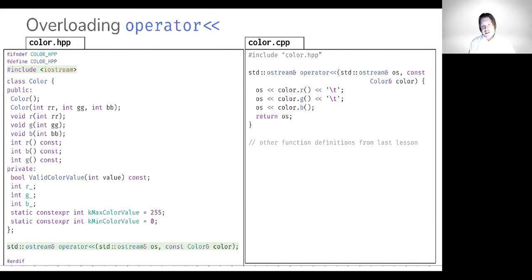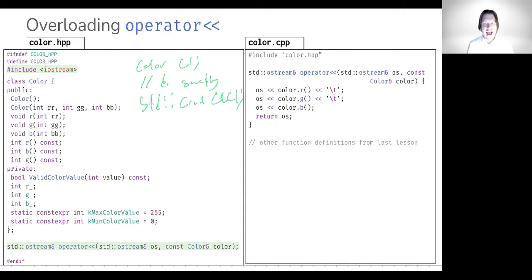So let's say we want to overload the insertion operator. This is probably something that you'd like to do. You'd like to be able to say, okay, I have a color object, I do something with it, and then I want to look at its state. So I do something like cout C1. So the question is, what does it mean to actually insert a color object into a stream? Well, we can define that.